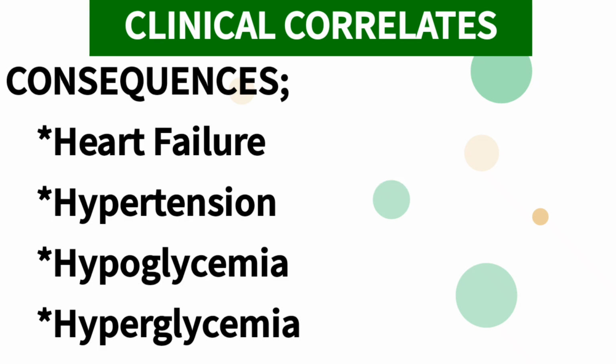And the consequences: what does homeostatic imbalance cause to the body? It causes heart failure, and it brings about hypertension. The third one is hypoglycemia, which is a very low level of blood glucose, and hyperglycemia, which is a very high level of blood glucose concentration, a high concentration of sugar in the blood.